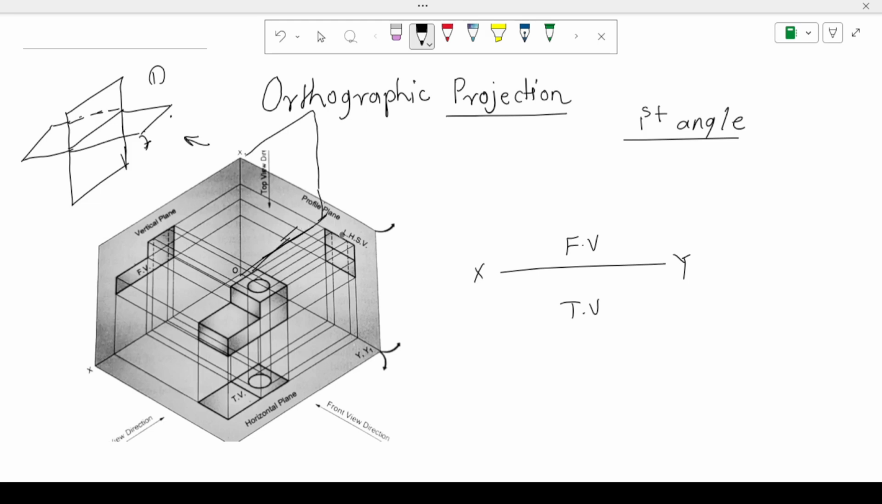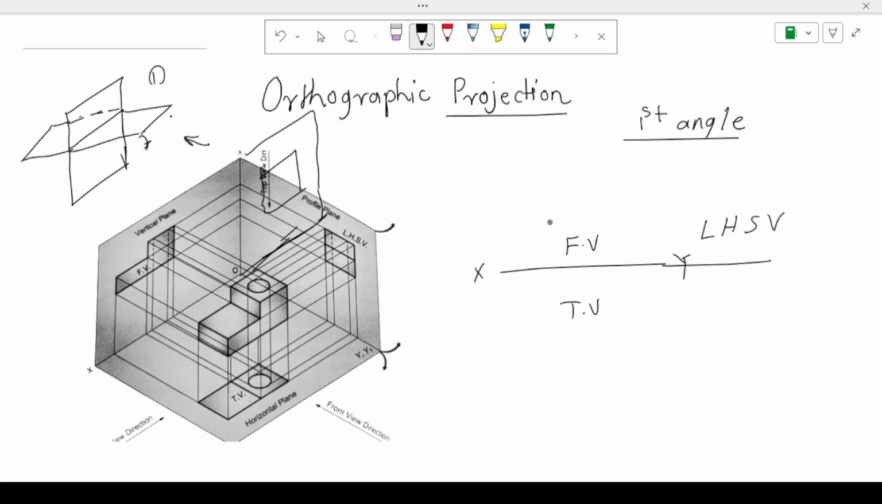After it opens, the left hand side view formed on the profile plane comes here, beside the front view. So always remember that the left hand side view is drawn on the right side of the front view. This is the right side of the front view. This is my left hand side view.